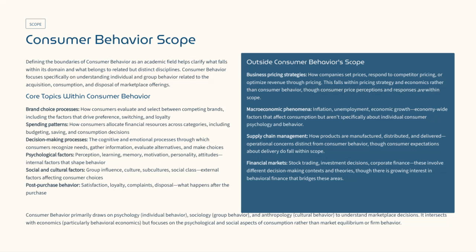Let's explore what falls within the scope of consumer behavior. It primarily draws on psychology, sociology, and anthropology to understand how individuals and groups make marketplace decisions. Psychology helps us understand individual behavior, sociology focuses on group influences, and anthropology considers cultural factors. While it intersects with economics, especially behavioral economics, consumer behavior mainly emphasizes the psychological and social aspects of consumption rather than broader market theories or firm strategies.